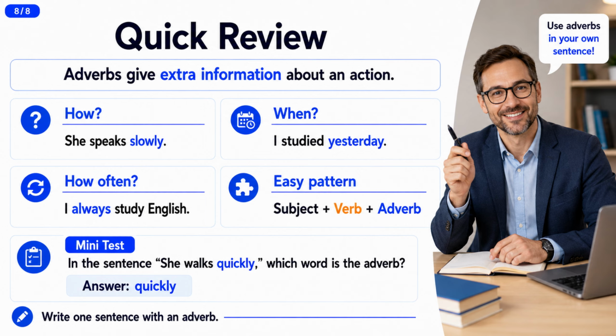Mini test. In the sentence, "she walks quickly," which word is the adverb? The answer is quickly. Now write one sentence with an adverb.